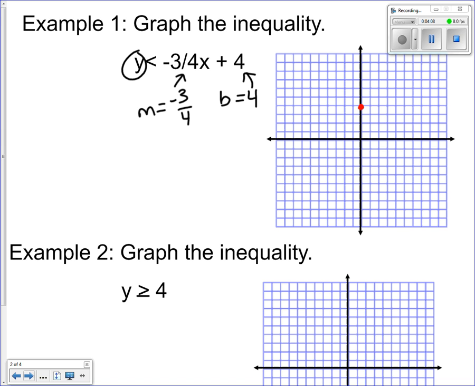Then I look at my slope. It tells me to go down by 3, over by 4. And then I'd repeat that at least one more time. Down 3, over 4. Before I make the line, I'm going to think about step 2. Since it's just less than, I'm going to make that a dashed line.